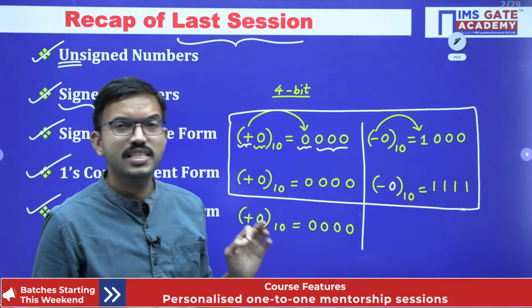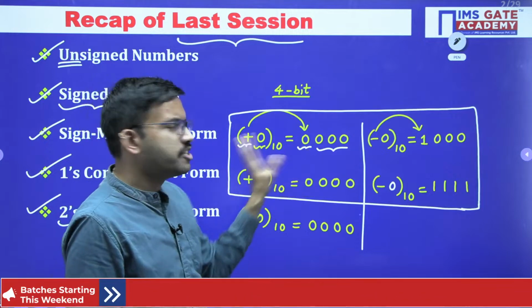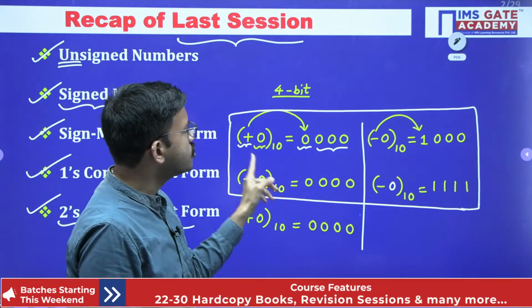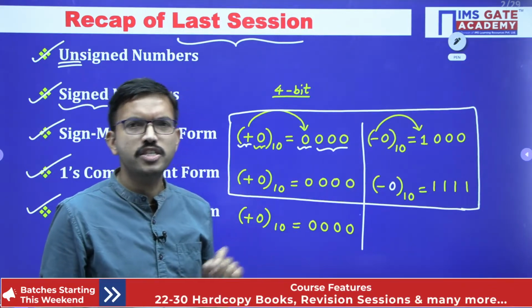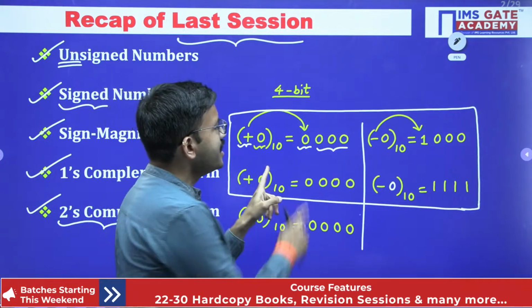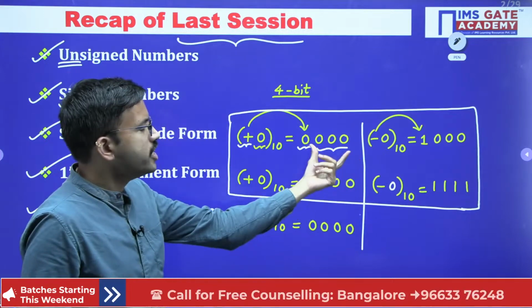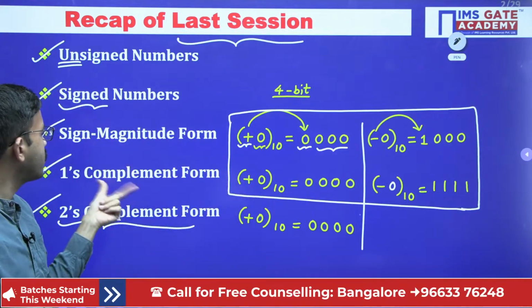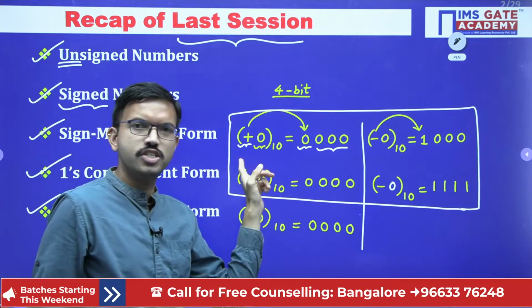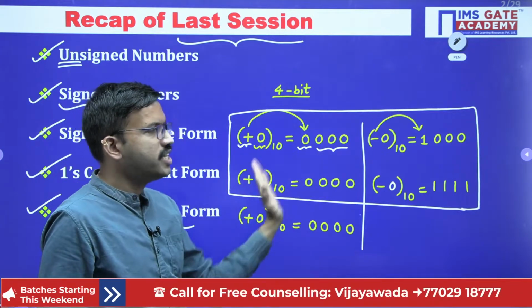In general, in our day-to-day life, we will consider plus 0 and minus 0 as the same number, 0 only, right? But here you are getting two different representations. You are getting two different representations in sign magnitude form and ones complement form for 0.